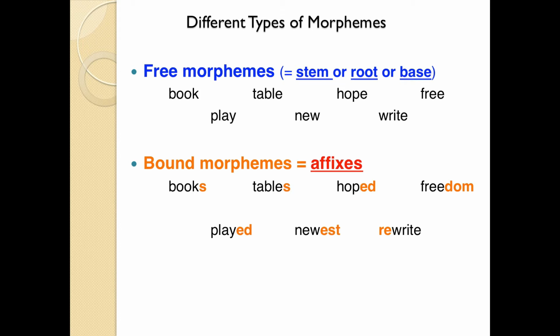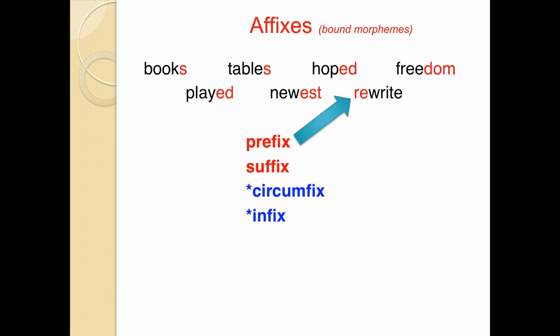So here you have a bunch of affixes in English. The past tense ed, then in freedom, the dom, the est in newest, the s, the re in rewrite. English has 2 types of affixes, suffixes mostly, and a few prefixes. The world's languages have 2 more kinds of affixes, and I'll show them to you now.